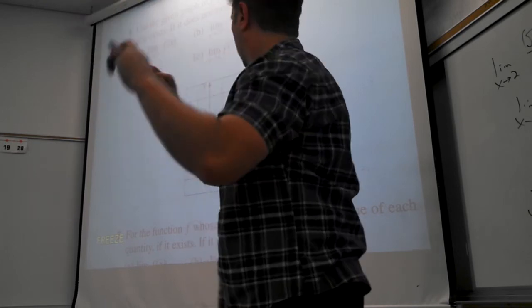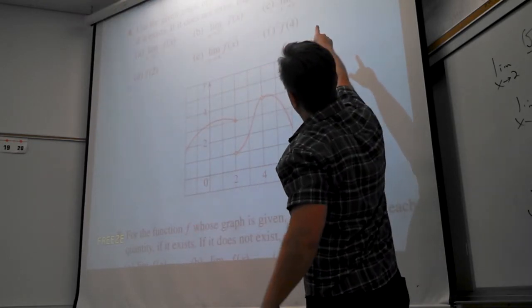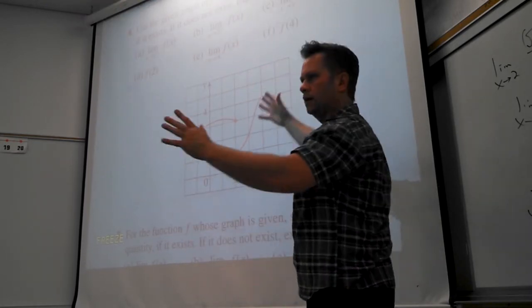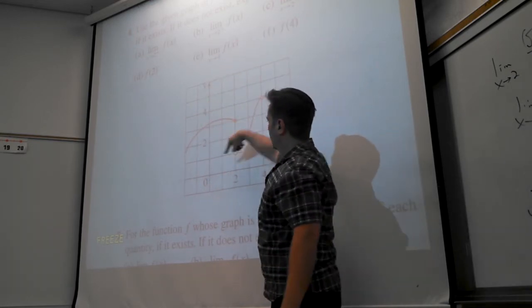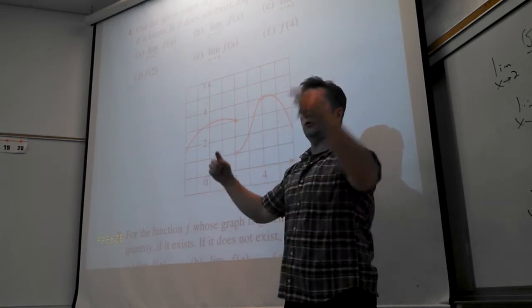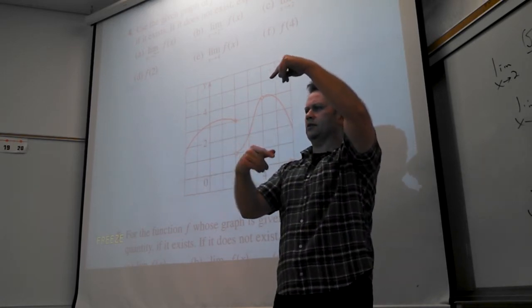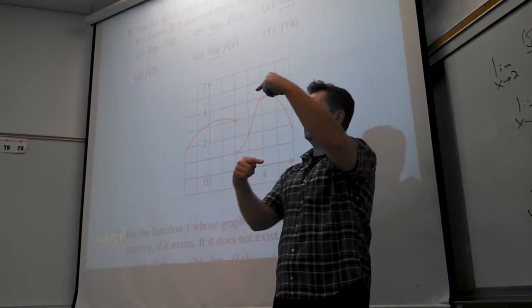Okay, all right. What do you think the limit as x goes to 2 is? Do you think that exists? What is it from below? 3. What is it from above? 1. Do they agree? No. So what's the limit as x goes to 2? It doesn't exist.